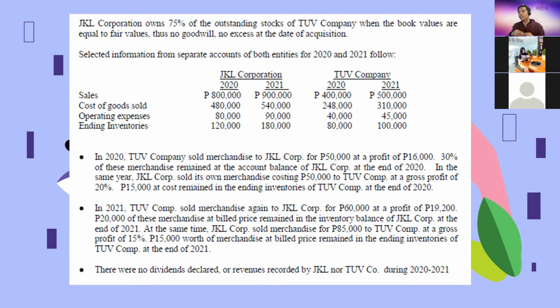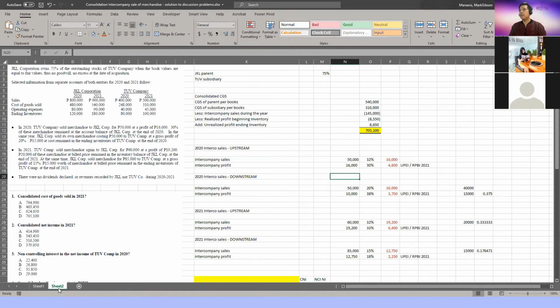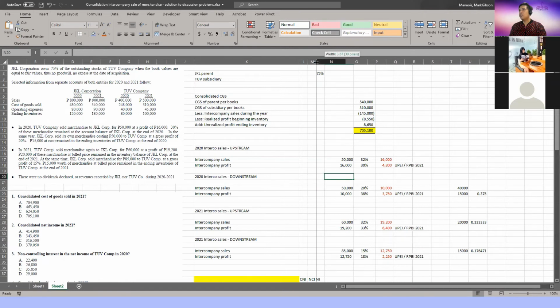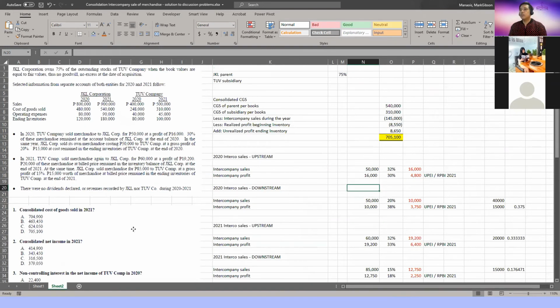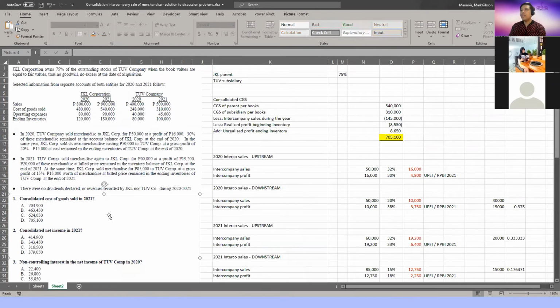no? 2020 and 2021. Now, bullet number 3, there were no dividends declared or revenues recorded by JKL nor TUB during 2020 and 2021. Okay, so sabi natin, buti naman. No? So let's have problem number 2. So sabi natin kanina class na, we're going to approach problem number 2 using the template na lang. No? So let's skip all those entries. Anyway, napag-usapan na natin siya sa problem number 1. Okay. So diretso tayo dun sa hinihingi ng problem.